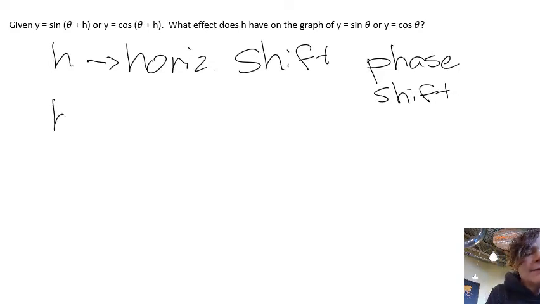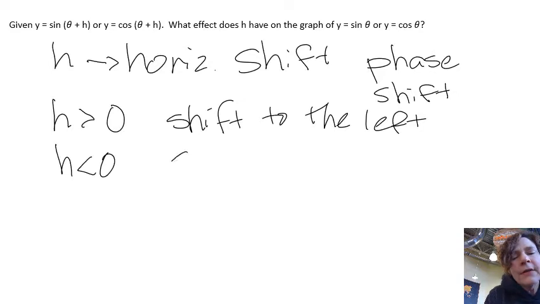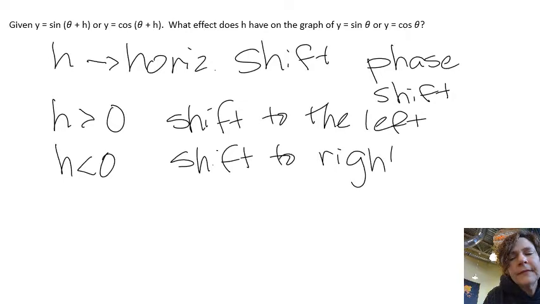And remember that if h is greater than 0, my shift is to the left. If h is less than 0, my shift is to the right. Okay, let's do an example of one of those.